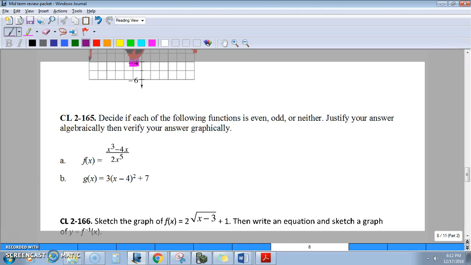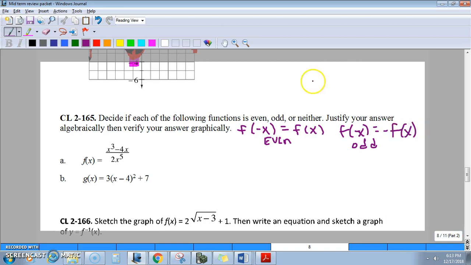All right, so important to remember, a function is even if f of negative x is equal to the original output. And if it is odd, that means that f of negative x is equal to the original output, but negative, right? So if we think of just a regular quadratic, this is an even function, okay?